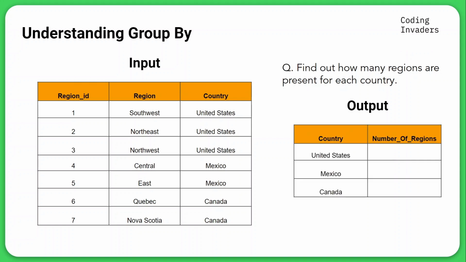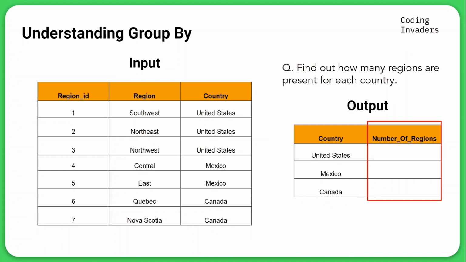So, according to the problem, we need the number of regions for each country. So it makes sense that the output contains only two columns. What are those two columns? The first column should be country, which refers to the name of each distinct country in our original country column. In our case, it has United States, Mexico, and Canada.